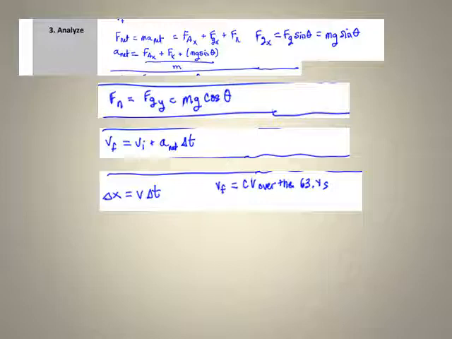Now, of course, this is the analysis phase, so there is no plug and chug here. What about the normal force? Well, the normal force is simply countering the gravitational force in the y direction. The y direction of force of gravity is again a component force, and so mass times gravity times the cosine of the angle.